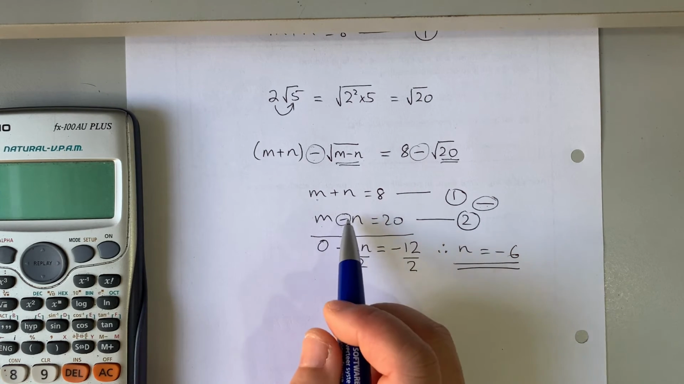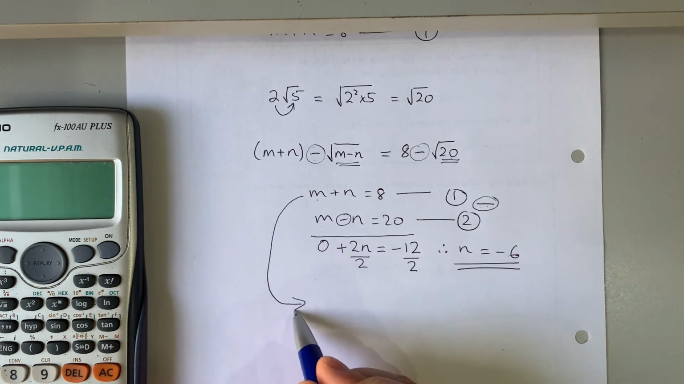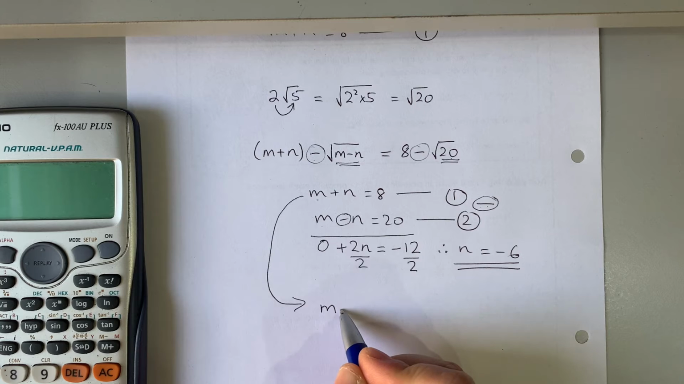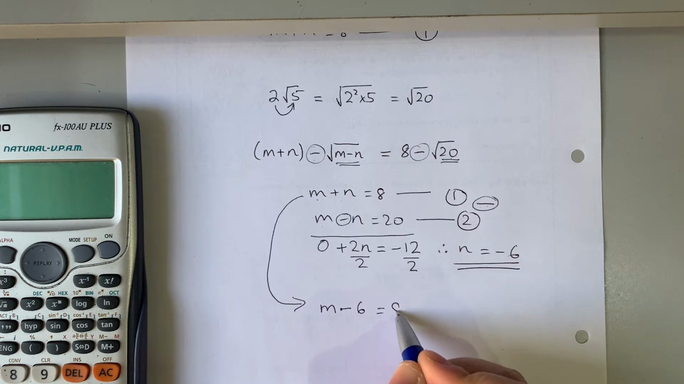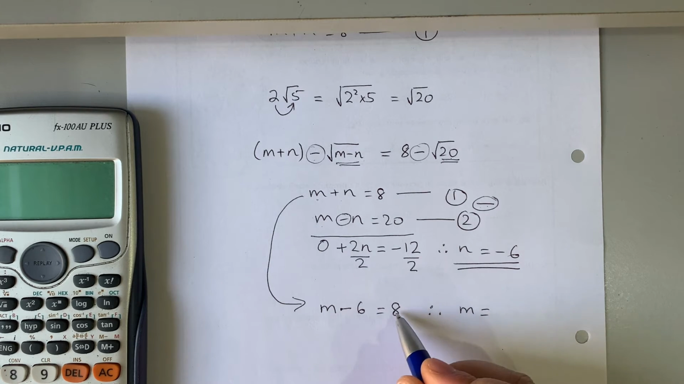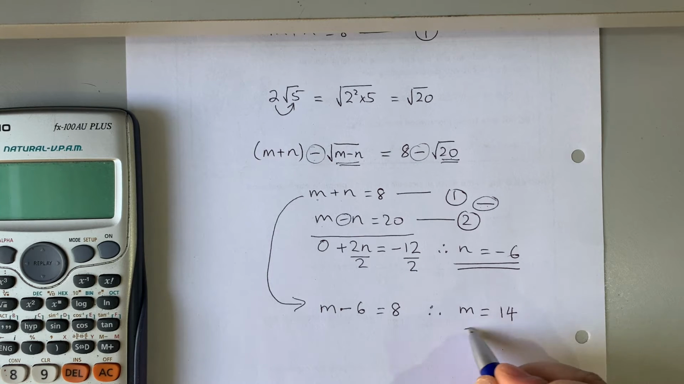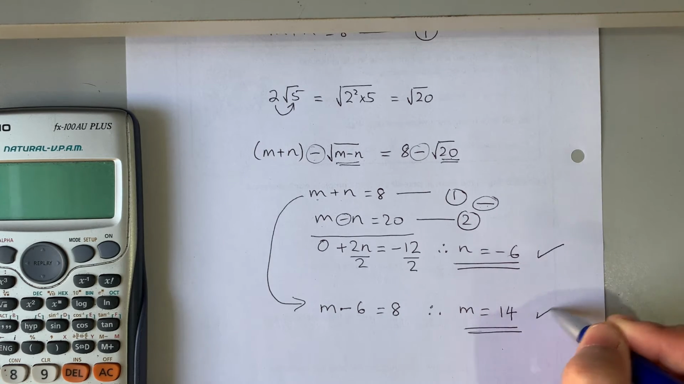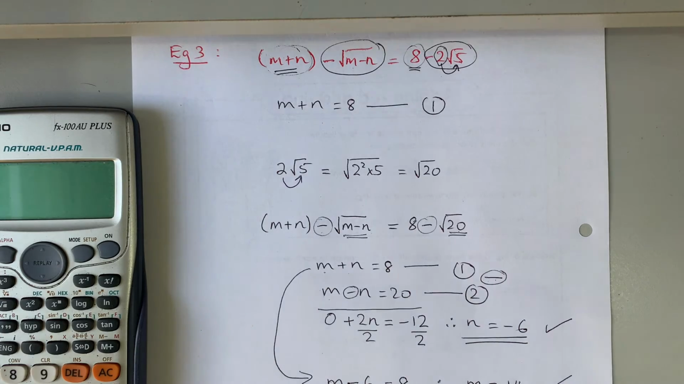It doesn't matter which one you use. So I'm just going to use the first equation. Okay, so m, now that plus n is minus 6. So minus 6 is equal to 8. So therefore m is equal to 8 plus 6, which is equal to 14. Okay, so m equals 14 and n equals minus 6. Good. So that's example 3.